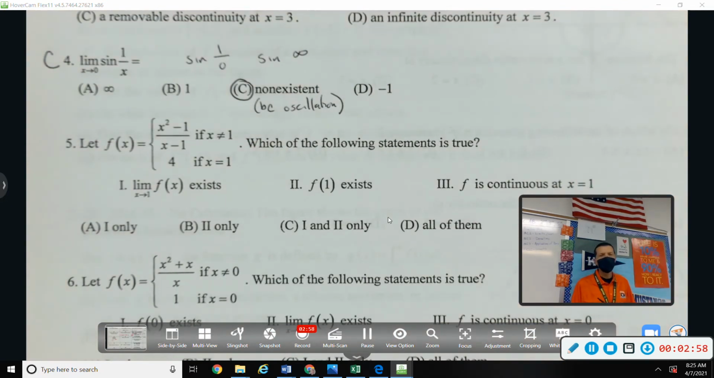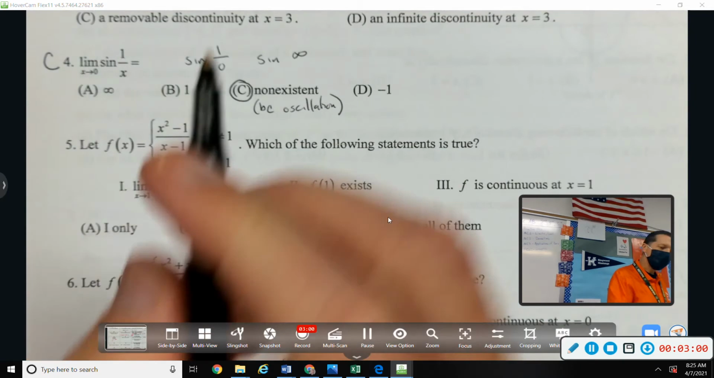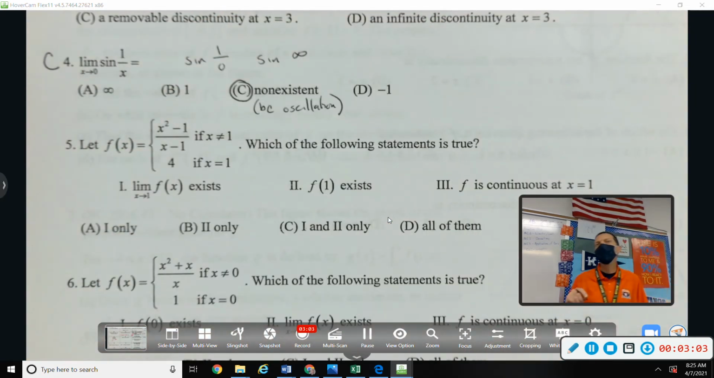It is undefined, but we're not at 0. We're getting close to 0. So 1 divided by close to 0 is really big, getting bigger and bigger.